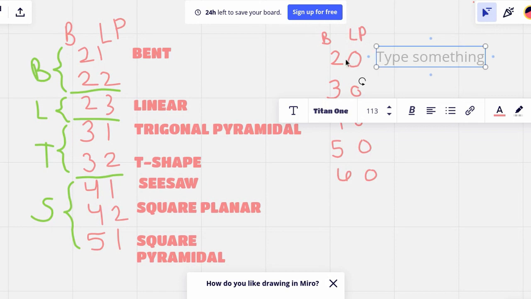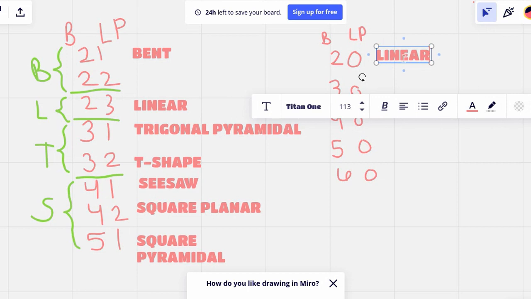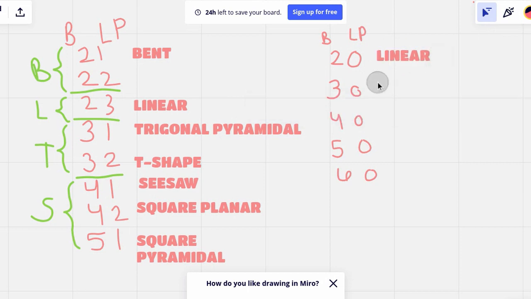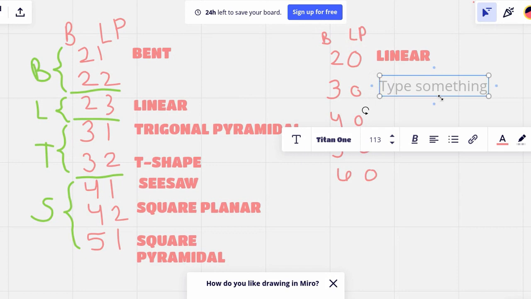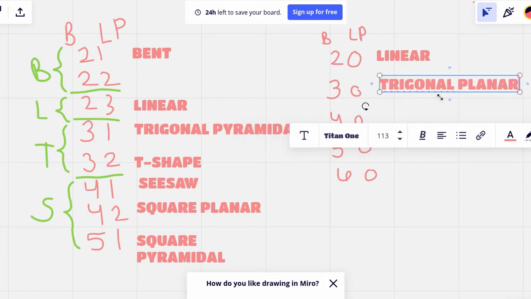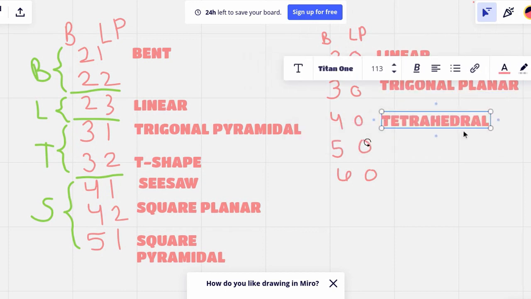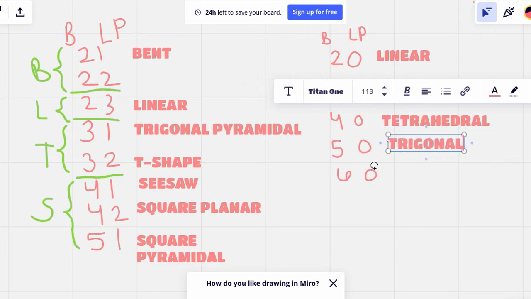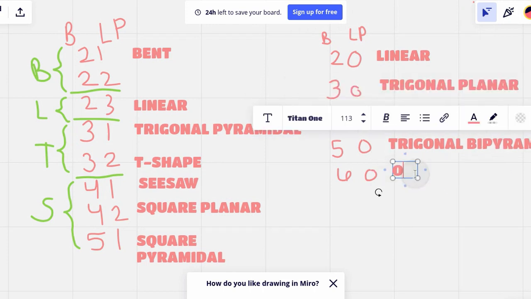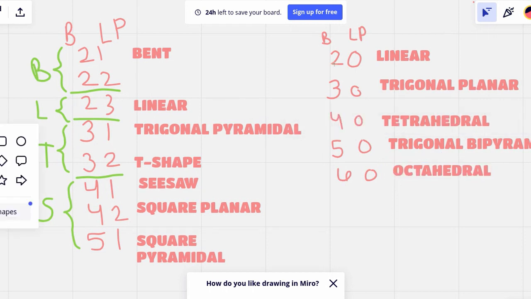Okay, so when you have 2 bonds and 0 lone pairs, that'll just be linear. When you have 3 bonds and 0 lone pairs, that will be trigonal planar. And this will be tetrahedral. This will be trigonal bipyramidal, and this will be octahedral.